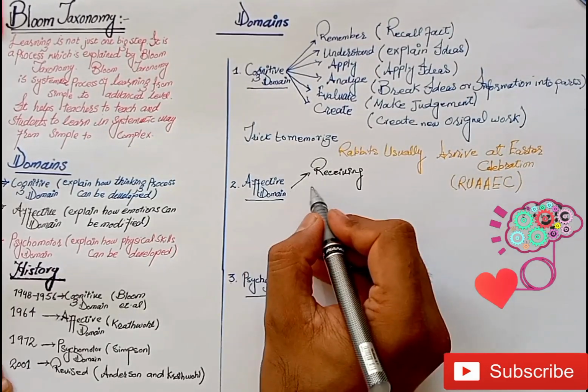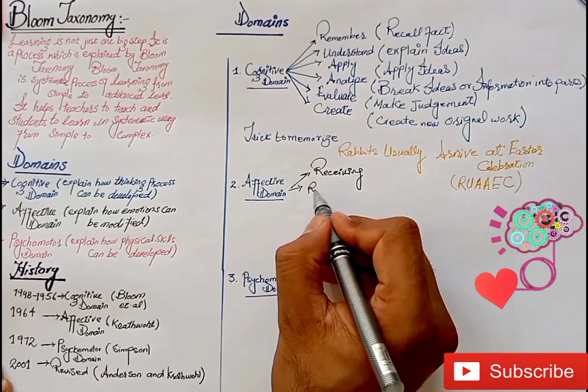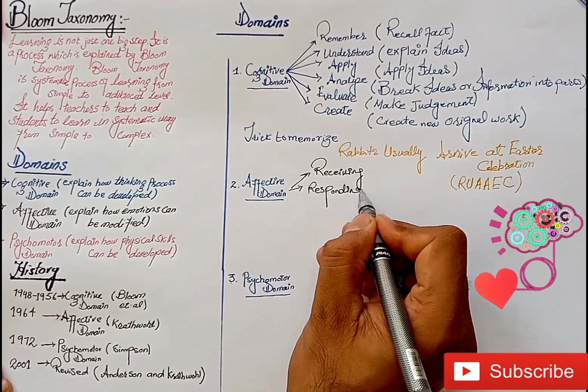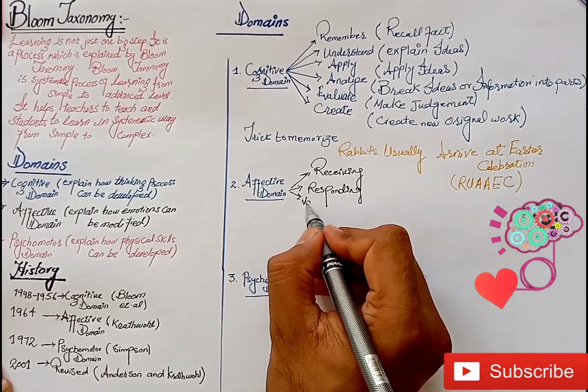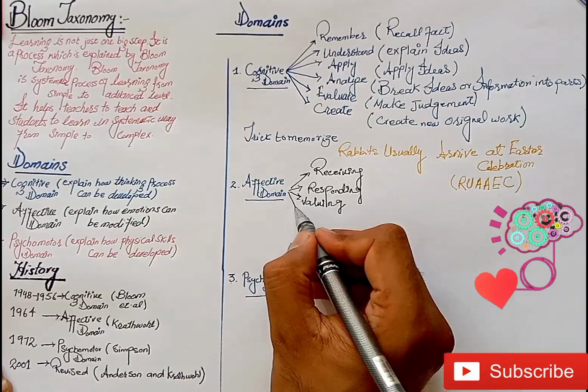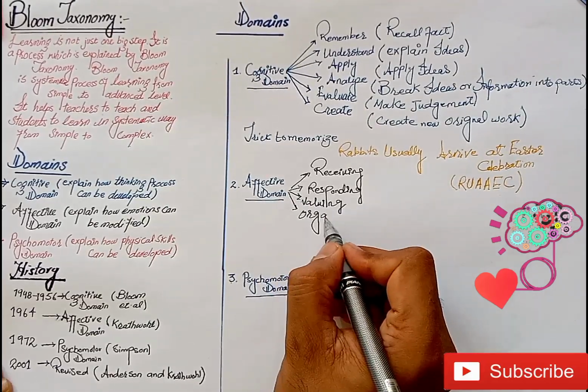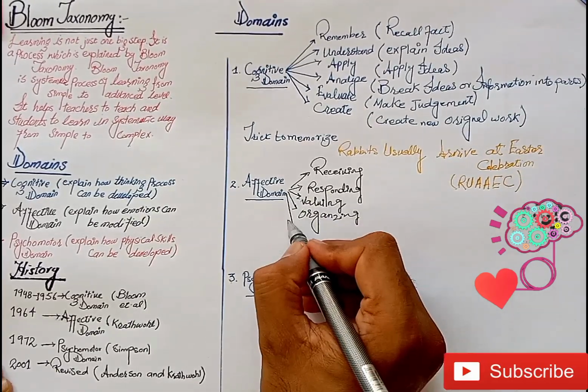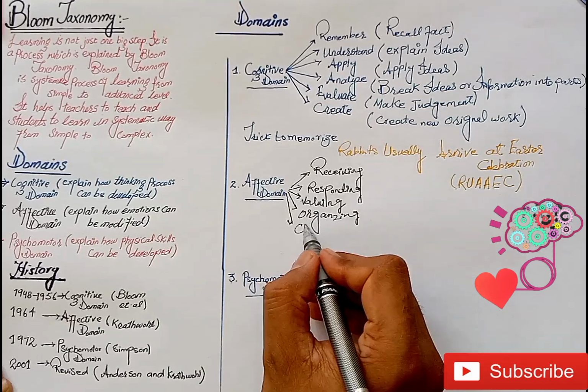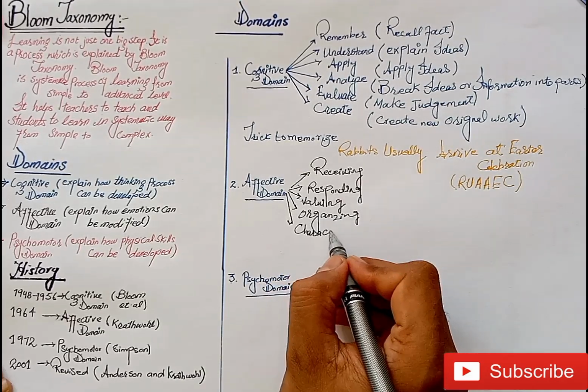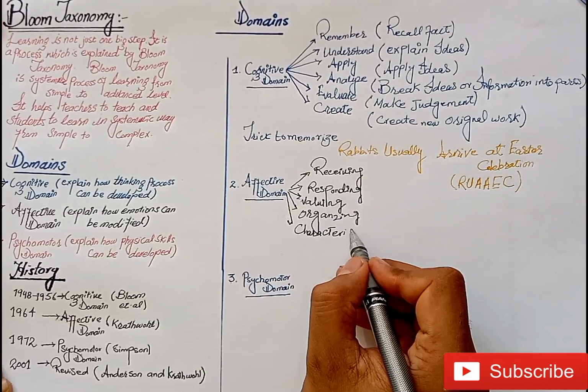Affective domain explains how feelings or emotions can be modified in five levels, which are receiving, responding, valuing, organizing, and characterizing. In the first level, receiving, students receive information just by listening.